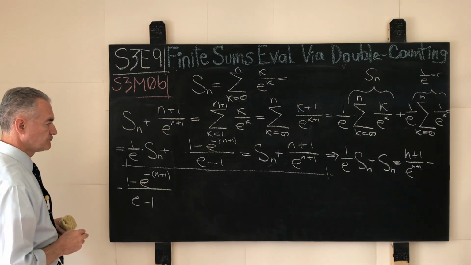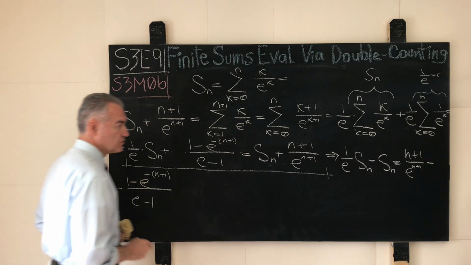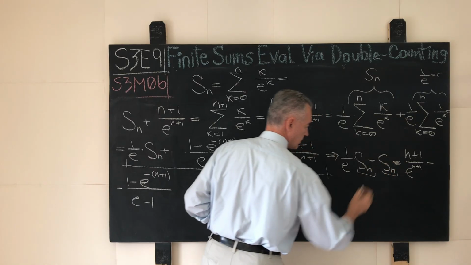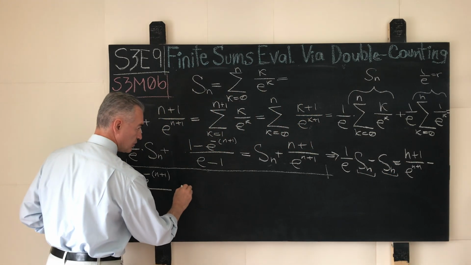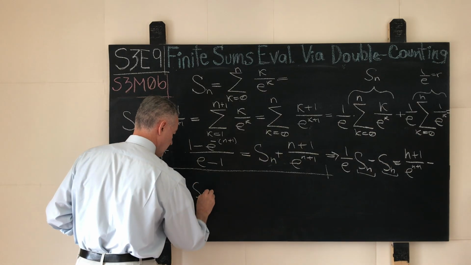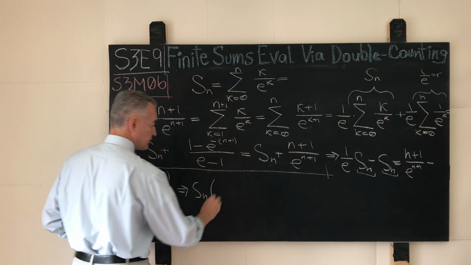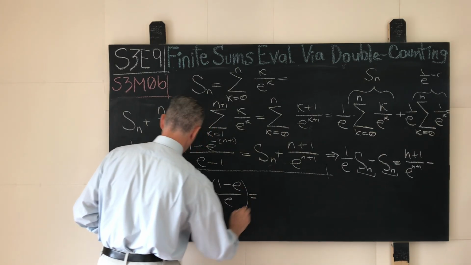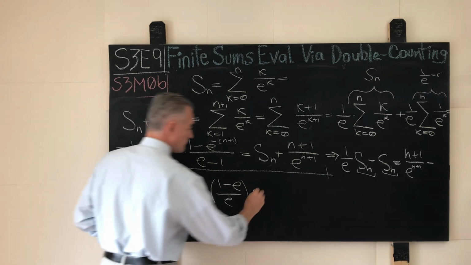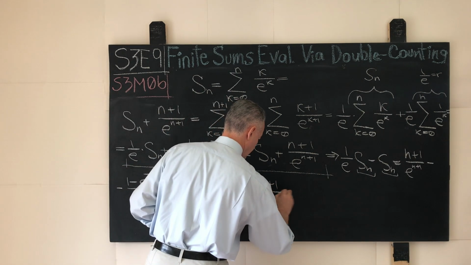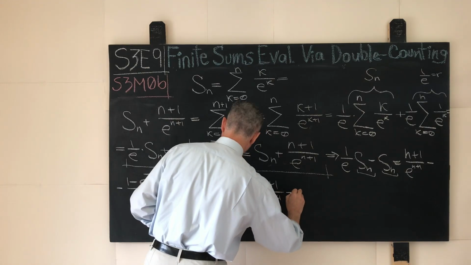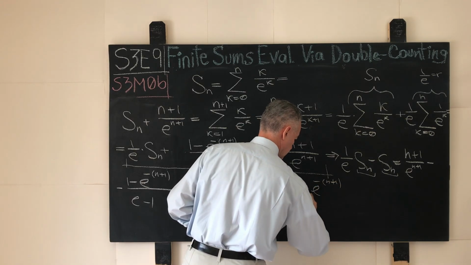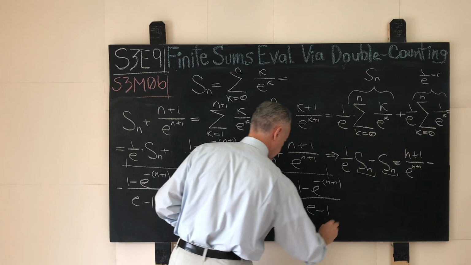So far so good. Now we factor out Sn over here. This is one and the same summand. So from here it follows what? We have Sn times (1 minus e) divided by e is equal to what? (n plus 1) over e to the power n plus 1, minus (1 minus e to the power minus n), plus 1 divided by (e minus 1).